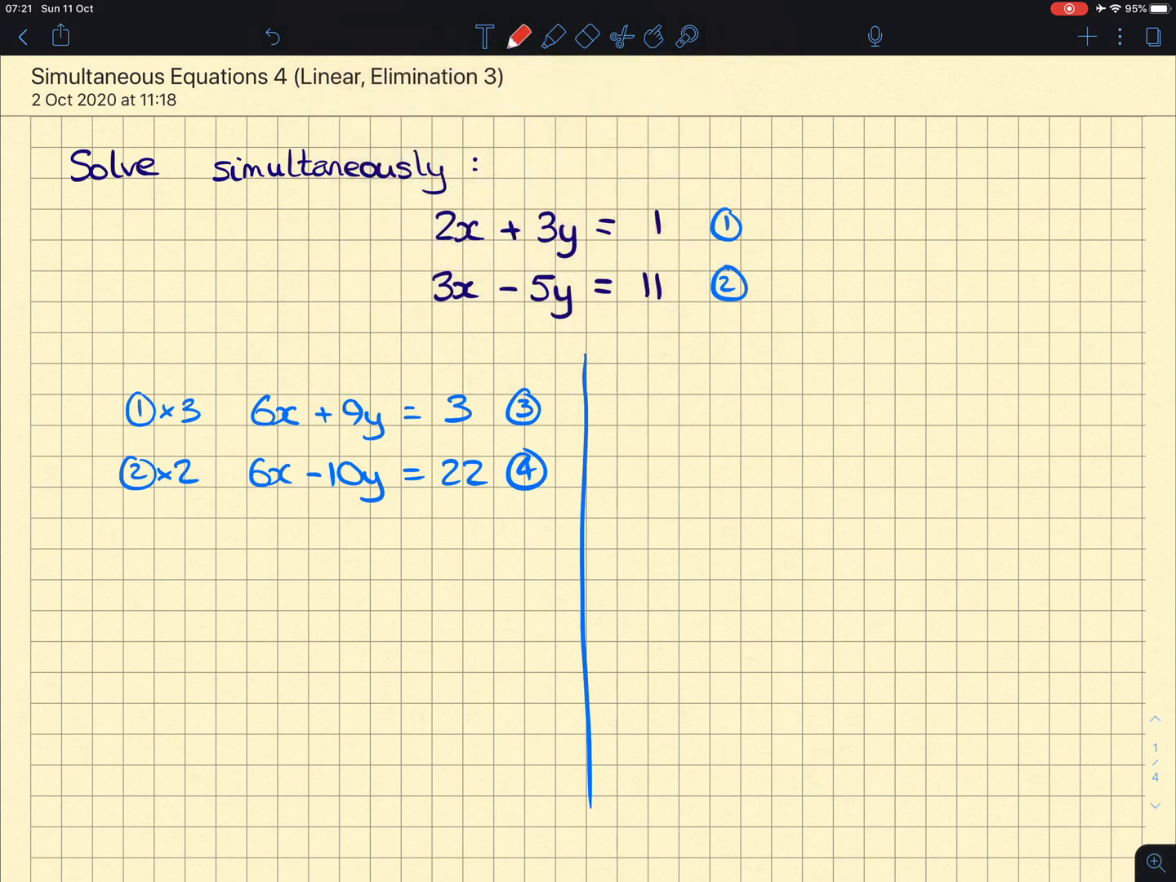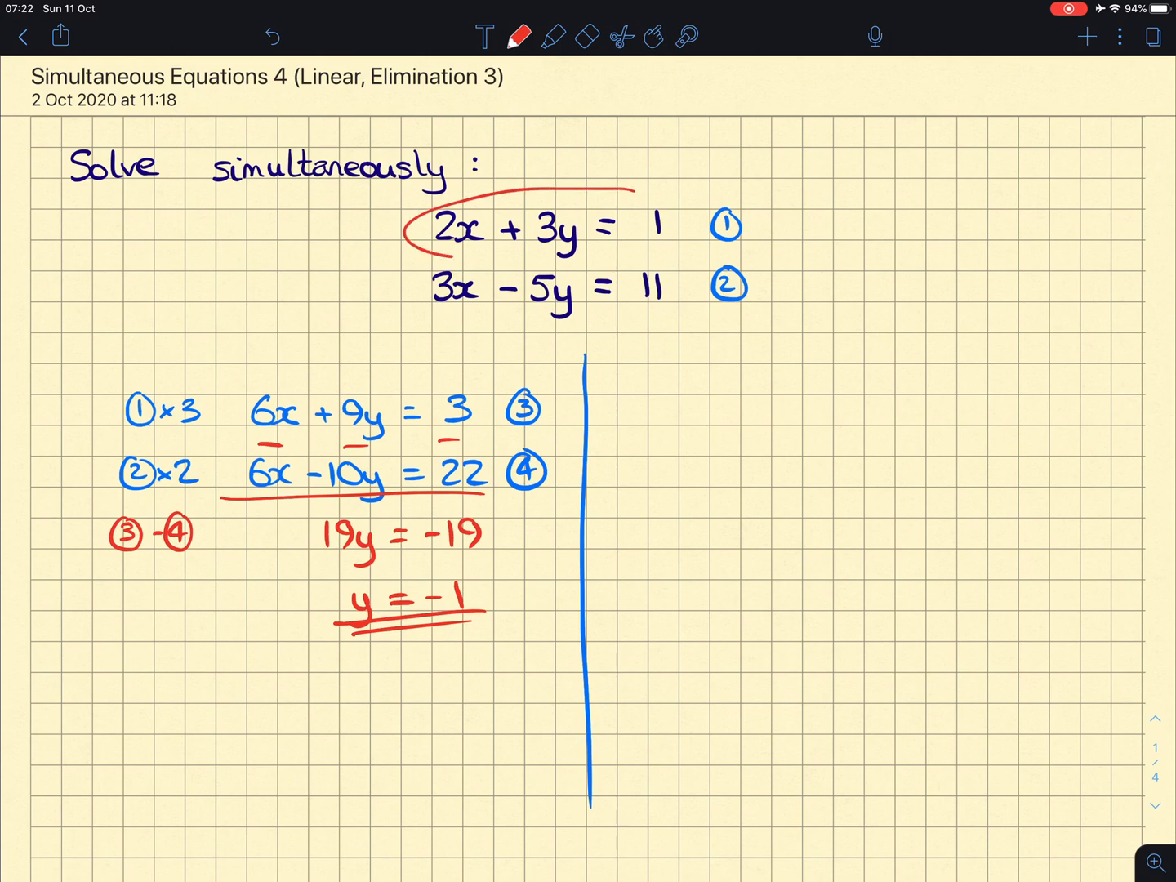Because the x's are the same, we're going to want to take these away from each other in order to make them cancel. So I'm going to set up equation 3 take away equation 4. X's cancel. We're going to have a 9y minus minus 10y, which will become a plus 10y. So we'll end up with 19y there. And then 3 minus 22 gives us a minus 19. After which we divide both sides by 19. We're going to get y is minus 1.